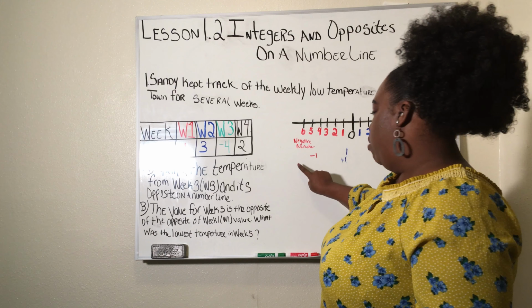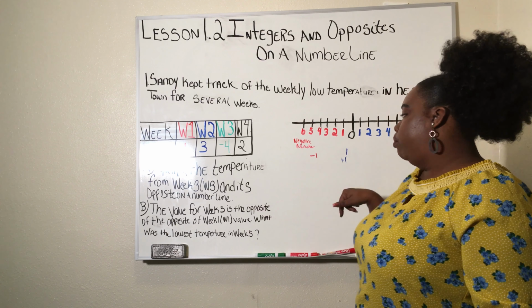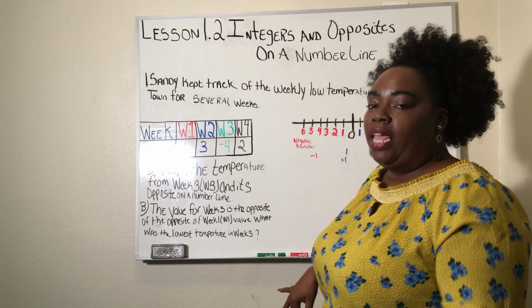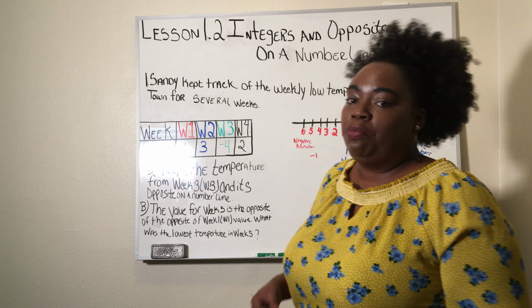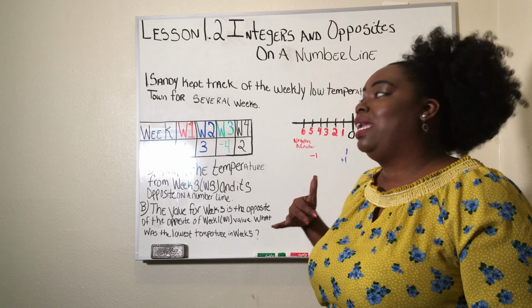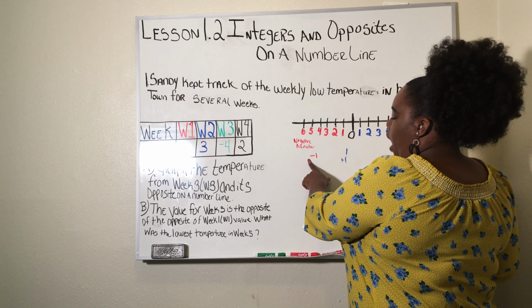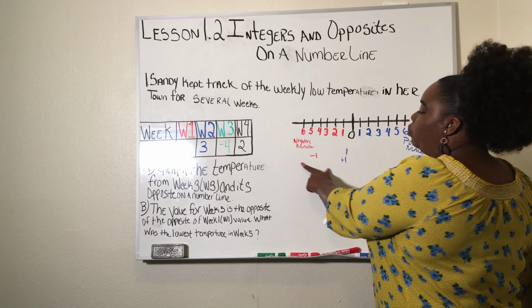On the left side of my number line here are negative numbers. Negative numbers are numbers that are less than 0 and always have to be written with a negative sign or a minus sign in front of it. So this is how negative numbers should always be written.